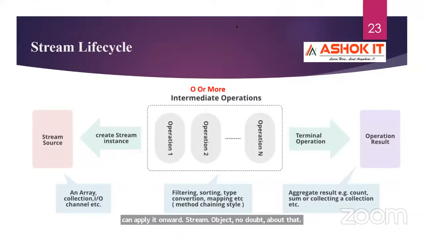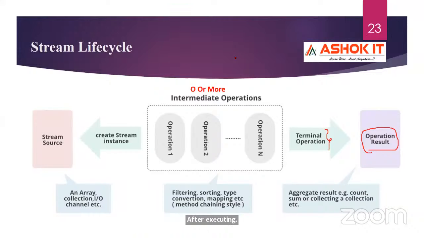And all those intermediate operations will be executed once the terminal operation is encountered. Remember this point. Only after executing the terminal operation will you get the result of our stream operation, sir. After executing the terminal operation, you get the result of the terminal operation at the end. Clear? This is about the stream life cycle, sir.